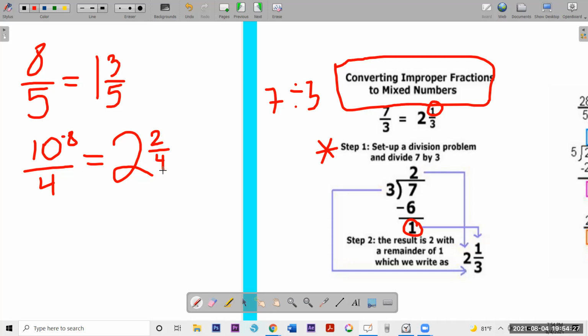Everybody see that? Now I'm going to tell you something in general. We don't accept fractions like this. We accept fractions in their lowest terms, but that's not our focus right now. So we're going to come back to that. Let's do another one. Let's do 12 over 5.